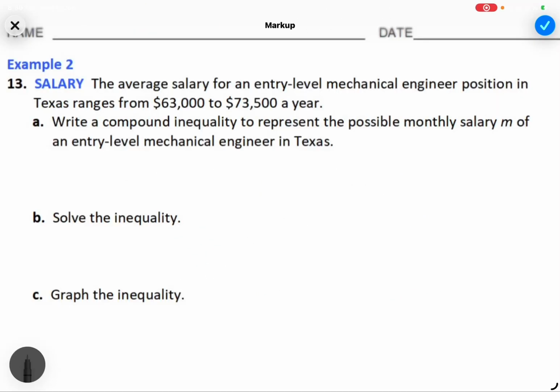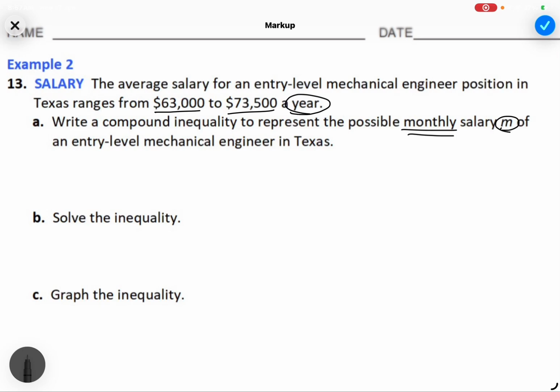Okay, for this type of question, I'm just going to read it. It's quite simple. Big numbers look scary, but they're not. The average salary for an entry-level mechanical engineer position in Texas ranges from $63,000 to $73,000 a year. And then it's asking, write a compound inequality to represent the possible monthly salary, monthly, and then in M. It gave us a year, it wants it monthly.